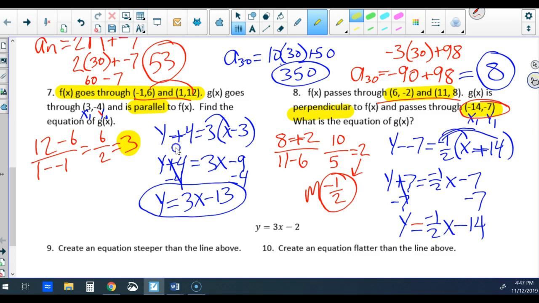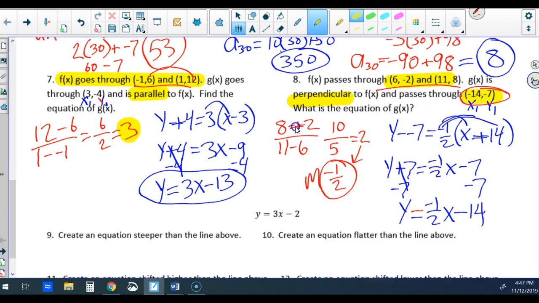Double check your answers with Desmos. Double check my answer with Desmos. Hope I'm right.